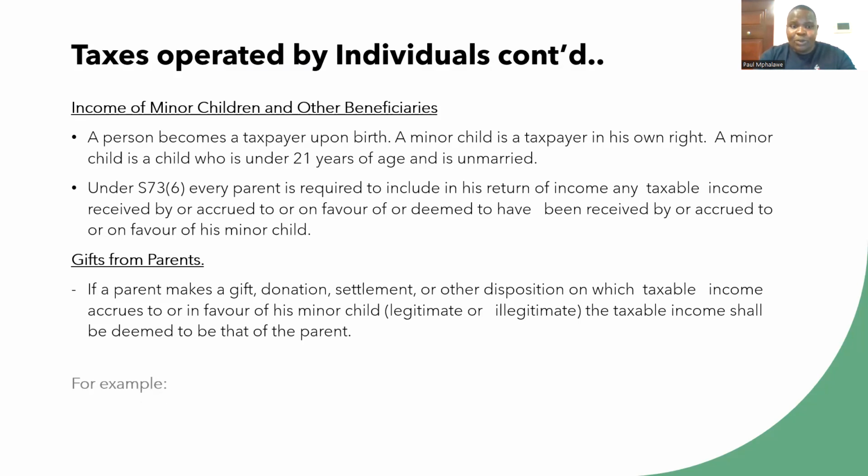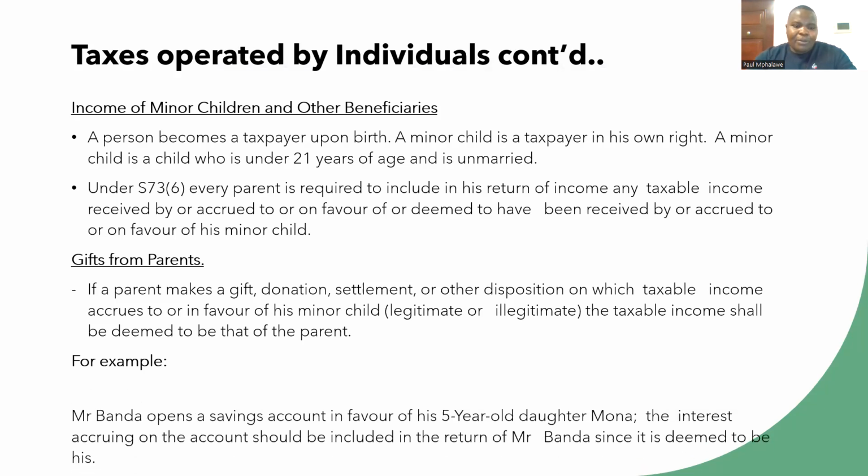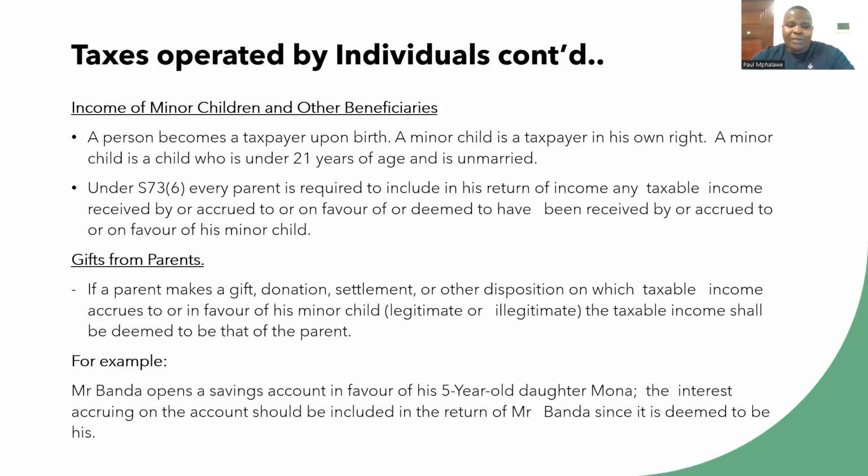Okay, an example: Mr. Banda opens a savings account in favor of his 5-year-old daughter, Mona. The interest accruing on the account should be included in the return of Mr. Banda since it is deemed to be his. So there's no way you can run away from paying taxes. Okay.